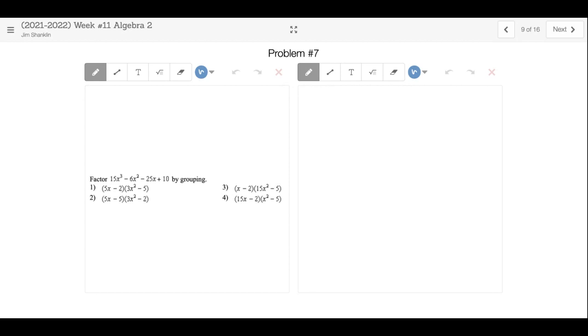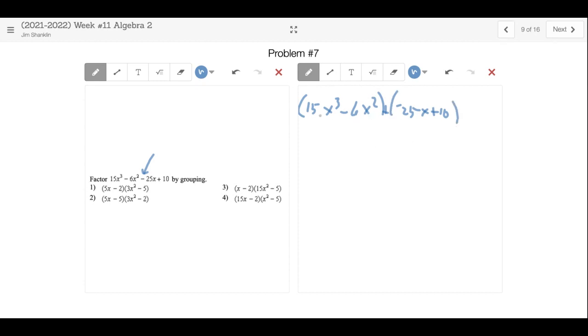Take a look at this. If I'm looking at this problem, the first thing I think about is 4 terms. I'm going to rewrite this because this is where they're going to try to trick you. So I've got 15x to the third minus 6x squared plus negative 25x plus 10. I'm going to put my parentheses around here.